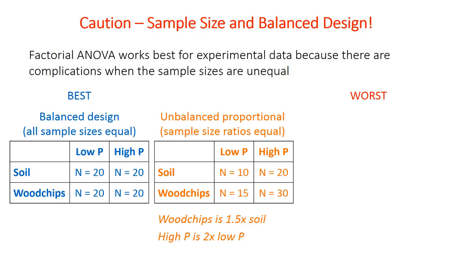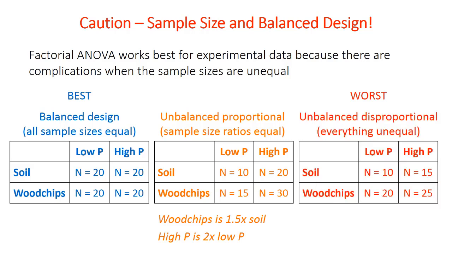If the sample sizes are unequal, the design is no longer balanced, it's called unbalanced now. And so the medium case, the second best case, is unbalanced but still proportional. So the sizes are different, but there are consistent ratios between the factors. So for example, wood chips in this example always have 1.5 times as many samples as soil. High phosphate is always twice as many samples as low phosphate. The worst, but probably most common type of unbalanced design is the unbalanced and disproportional design, where everything's unequal and there aren't constant ratios. So this is probably what you'll run into if you have unbalanced data.